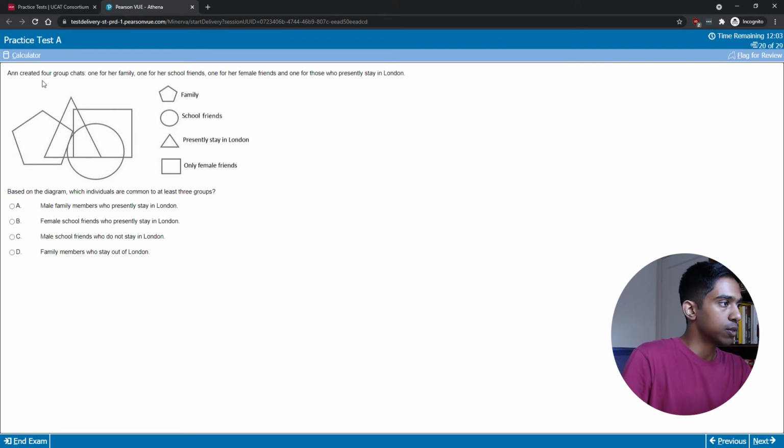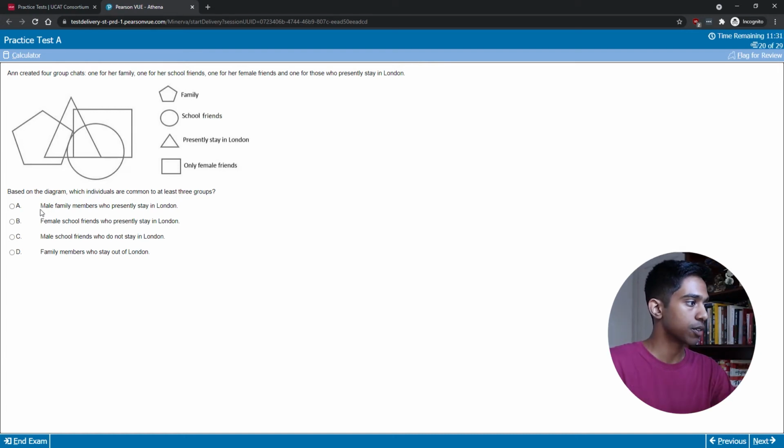Anne created 4 group chats, one for her family, one for her school friends, female friends, and those who stay in London. Okay, so family, London, school friends, female friends. Based on the diagram, which individuals are common to at least 3 groups? So the main thing here would be looking at male family members who presently stay in London. So that would be family members who stay in London. That's 2 groups, so it's not A. Female school friends who presently stay in London. So we've got school friends, female friends, and London. Yeah, it would be B.